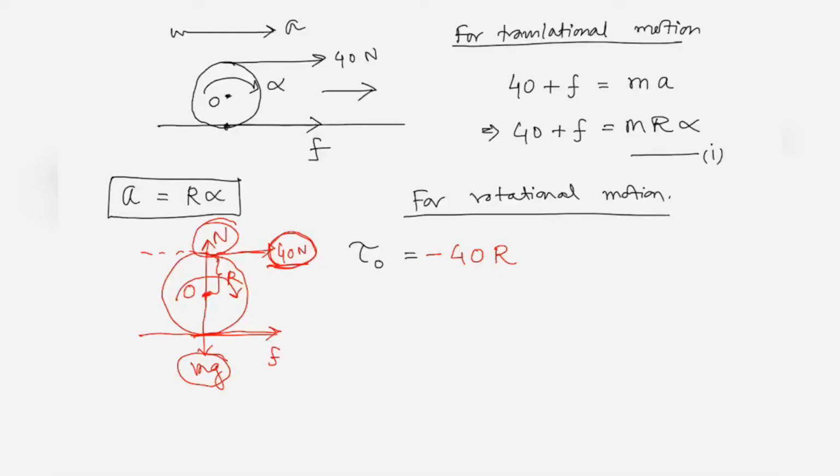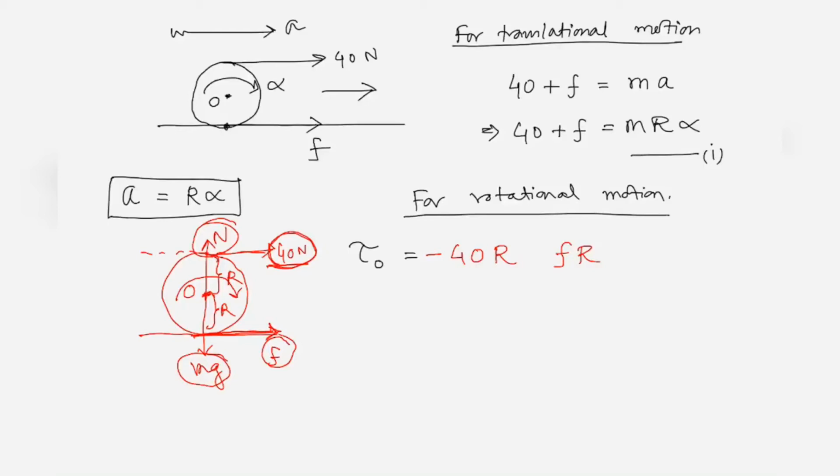Okay, now for friction F, the value of the torque is again friction into this capital R. This is the perpendicular distance, so value of torque due to friction is Fr. Now what will be the direction or sign, you can say?